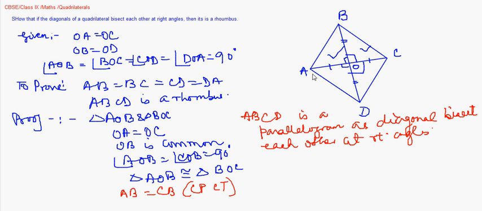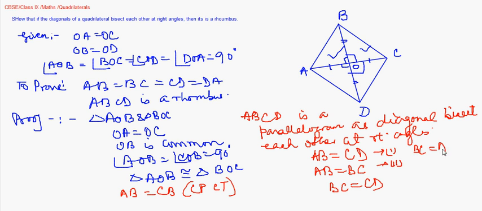Because that was a parallelogram, AB was already equal to CD, and now we have proved AB is also equal to BC, thereby making BC also equal to CD. One more thing we can say is BC is also equal to AD from again the parallelogram. So, thereby making AB equals BC equals CD equals DA, thereby proving all four sides equal and making this quadrilateral ABCD a rhombus.